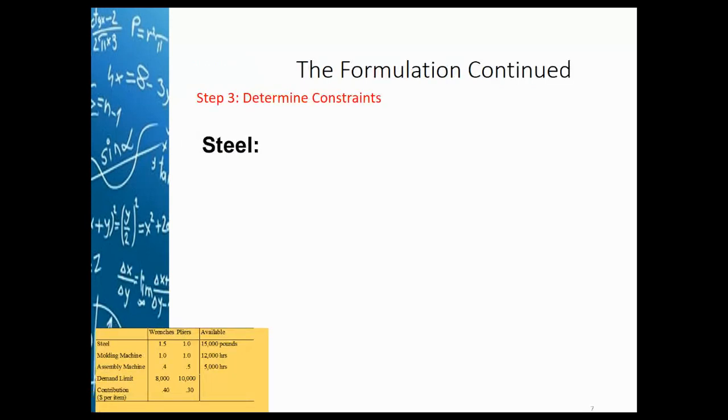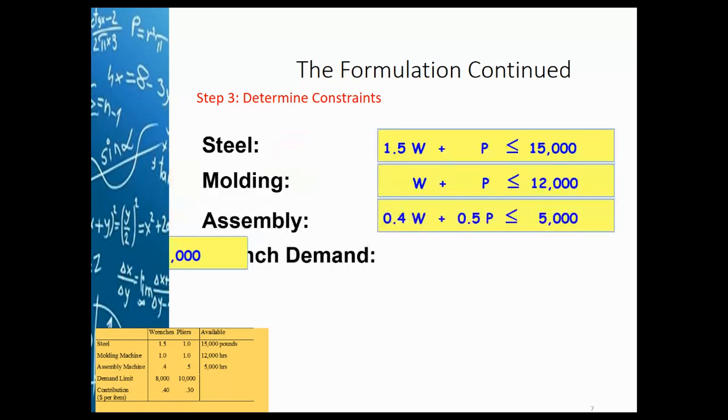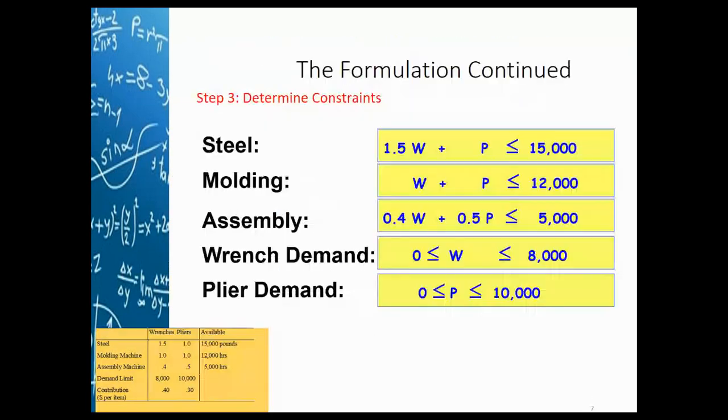Later, how can we determine the constraints? I put all together first. So these are the constraints. You look back at all of your values in the table. You have the constraint for your steel, for your molding machine, for your assembly, your demand for wrenches, and also your demand for your pliers. So these are the constraints that you have.